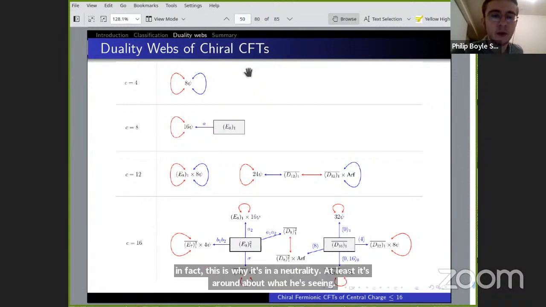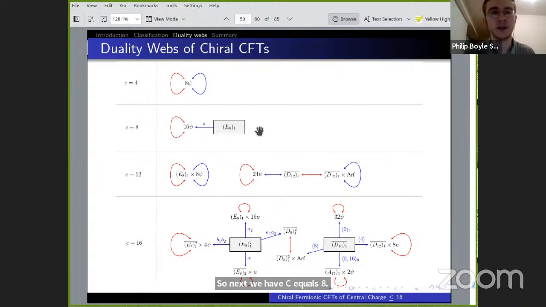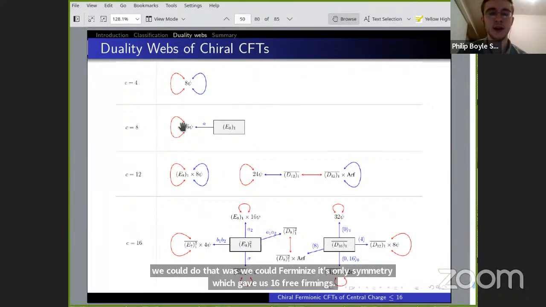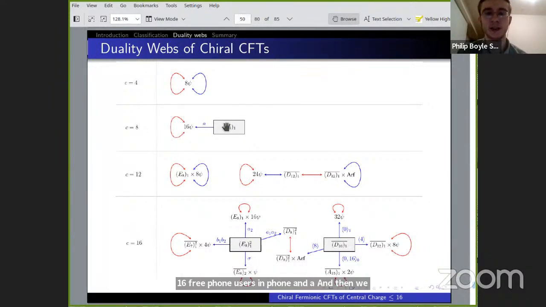So next, we have C equals 8. So remember, there's one bosonic theory, the E8 level 1 theory, and all we could do there was fermionize its only symmetry, which gave us 16 free fermions. 16 free fermions is invariant under stacking with R, and then we can bosonize it back to get E8 level 1. So at C equals 12, we get some more interesting stuff.